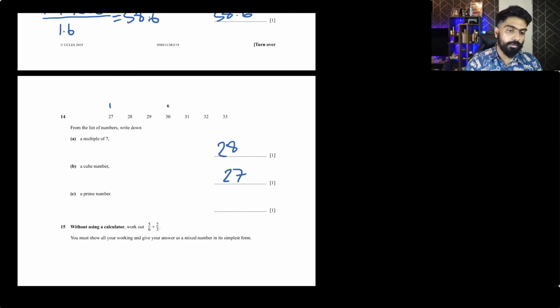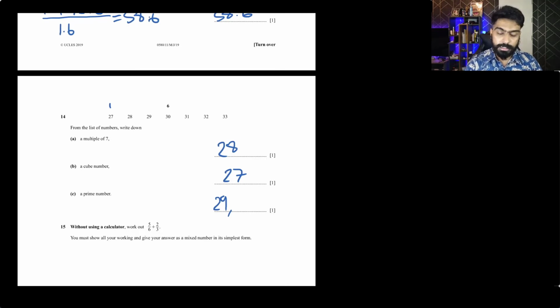Now next one, guys, we are looking for a prime number. Now 27 is not a prime number, it can divide by 9, 3, right? 28 is not a prime number, it can divide by 2, 4, 7. All right, guys. Now 29 is a prime number because it can only divide by 1 and the number itself.